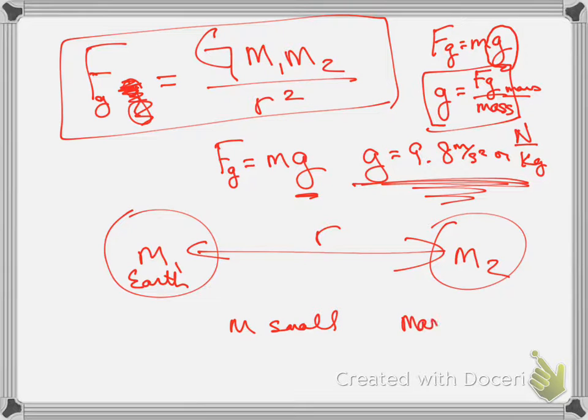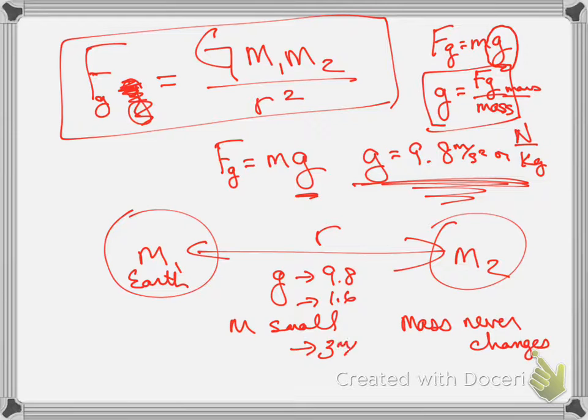Important to note, mass never changes. You go from one g field to another, Earth to the moon, to Mars. I don't even know what Mars is. Let's say it's 3 meters per second squared. That g can change, right? But the m can never change. So your kilograms stay the same. So don't ever think, what if I go to the moon? What happens to my mass? Nothing happens to your mass.